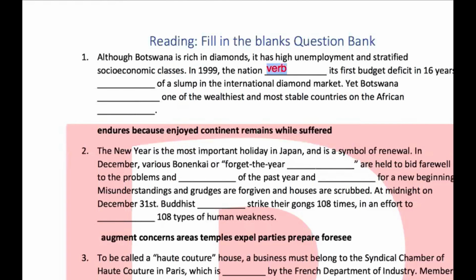Okay. So I know this is a verb missing here. Once I know the verb is missing, I need to think about in which tense the verb should be. And this one is in past tense. How do I know? Because we are talking about 1999. So this should be a past tense verb.